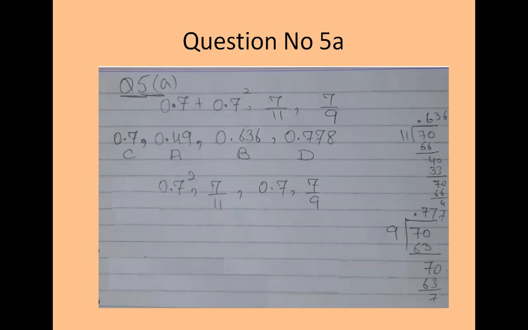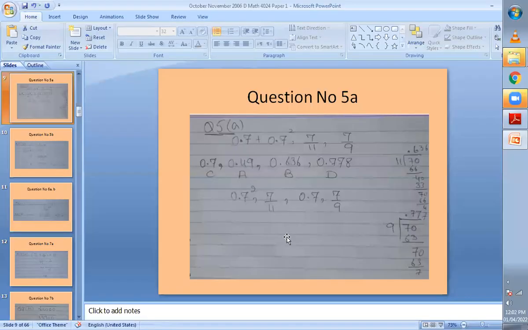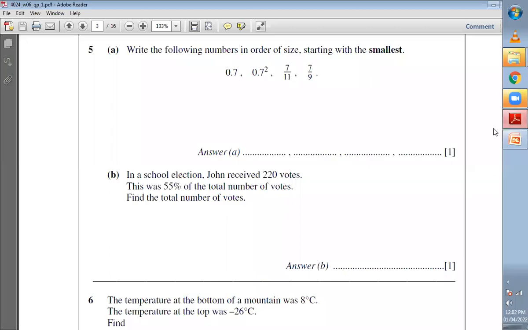Okay, now who is the smallest? This one is the smallest, so I wrote A here. Then this one B, then this one C, and then this is D. In the answer, you will write the original fractions. So 0.7 squared is the first one. Then I will write 7 by 11. Then this 0.7, and then 7 by 9. So this is how you put them in order, starting from the smaller and going towards the larger numbers. Okay, so that was question number 5, A part.